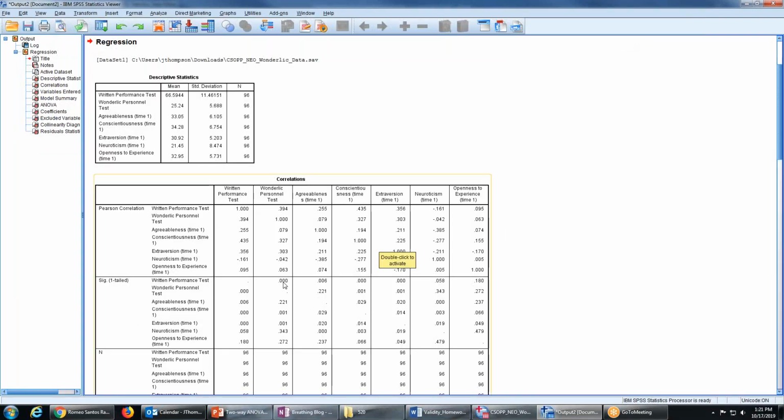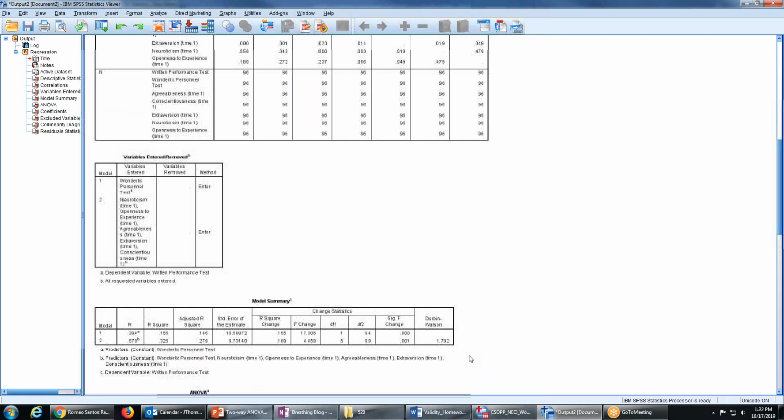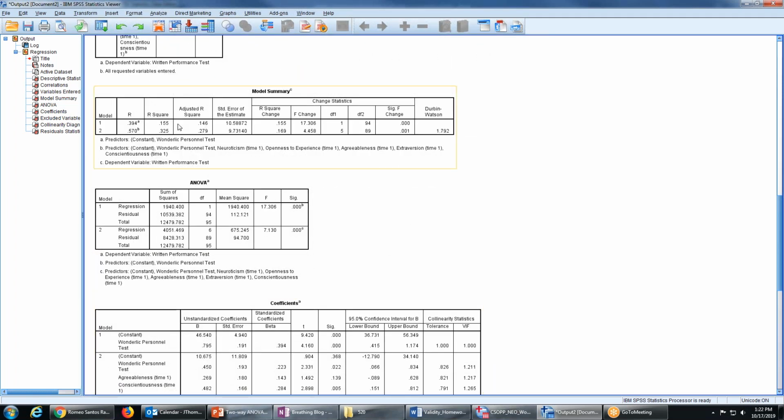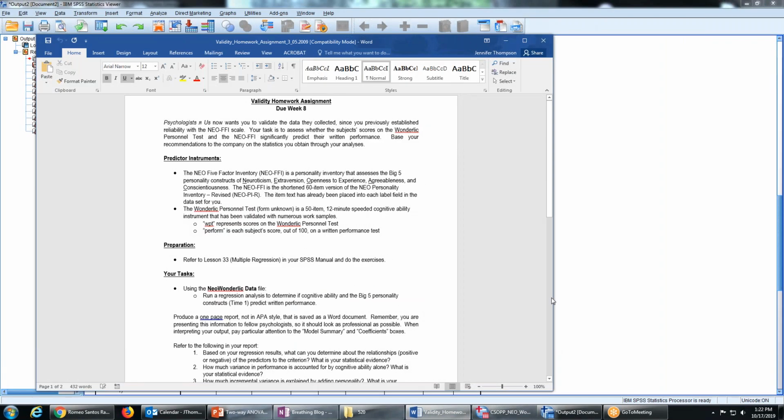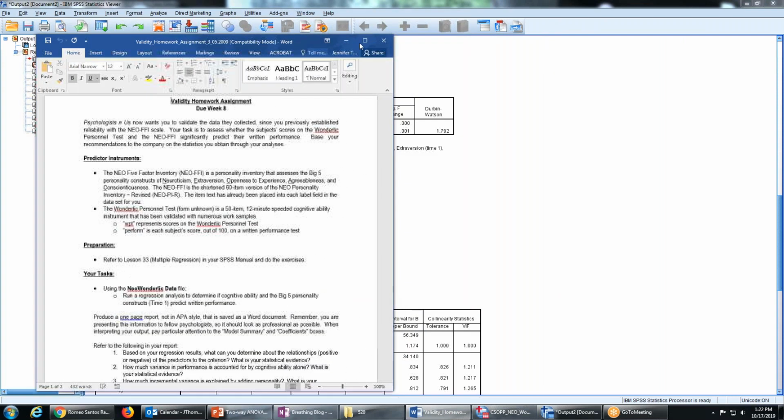All right. And what I see here is that conscientiousness has the biggest zero-order correlation. The next is cognitive ability. The next is extroversion. Openness is not significant, and neuroticism is approaching significance. Okay. So I come down here and look at my models. Model 1. So to answer this question, let me see if I can get this shorter.